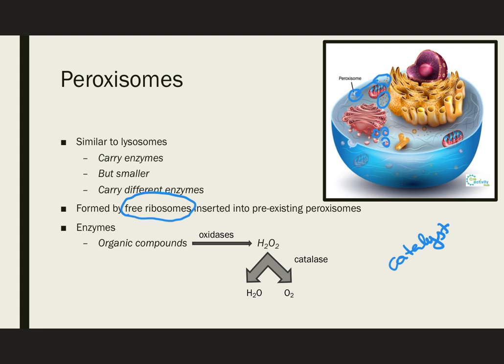Now, the enzymes within the peroxisomes perform a wide variety of cellular functions. One group of enzymes, oxidases, break down organic compounds into hydrogen peroxide, which is toxic to the cells. And catalase, another enzyme within the peroxisomes, then converts hydrogen peroxide to water and oxygen. Peroxisomes also absorb and break down fatty acids, and peroxisomes are most abundant in liver cells, which remove and neutralize toxins that are absorbed in the digestive tract.